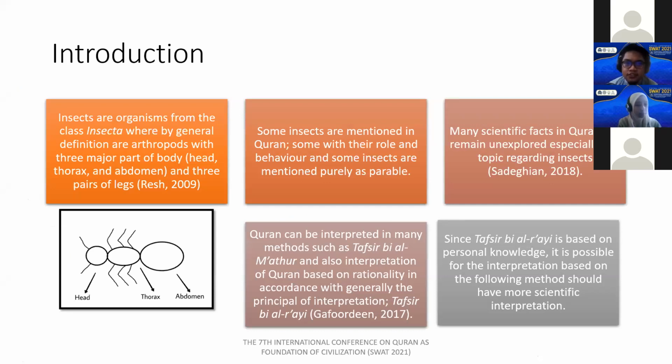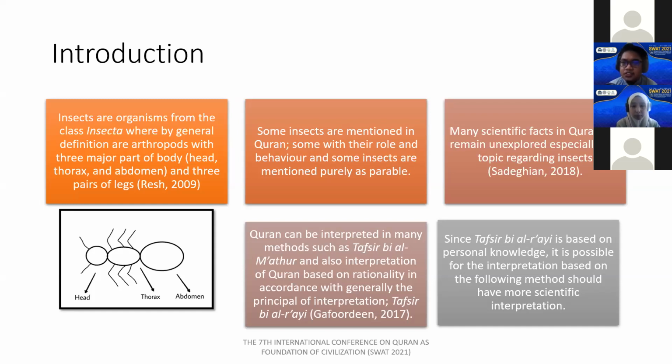First of all, we go to the introduction. First, what are insects? Insects are organisms from the class Insecta, which by general definition are arthropods, which means they have exoskeletons. They also have three major parts of body, which are head, thorax, and abdomen, and also three pairs of legs. So therefore, other arthropods like spiders, Al-Ankabut, will not be included in this study. Some insects are mentioned in the Quran with very specific detail like their role, their habitats, and their production, and some insects are mentioned purely as a parable.